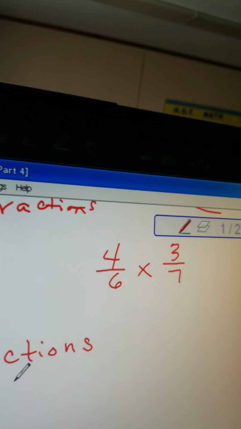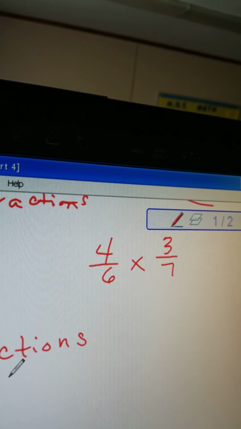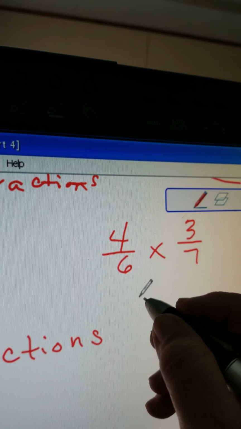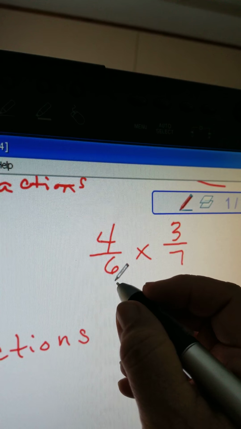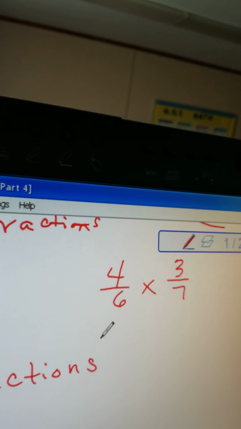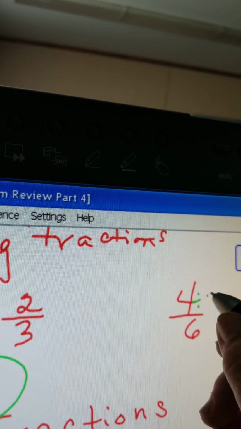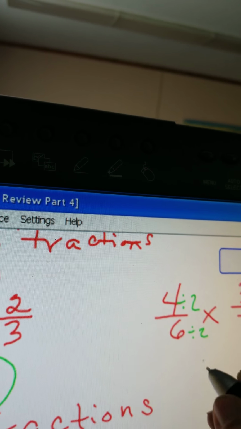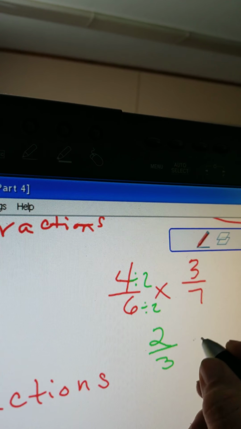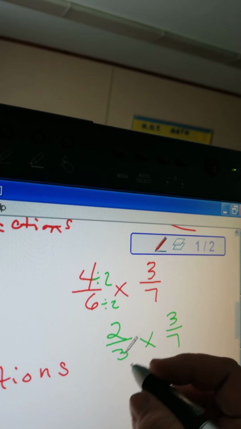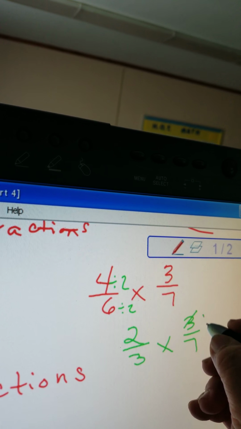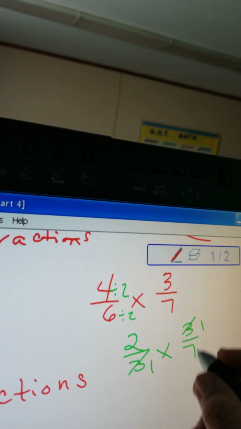However, this one we could multiply as it is, but to make our life simpler, we can reduce before, as long as we reduce one numerator with one denominator. And I could reduce the 4 and the 6, or I could reduce the 3 and the 6, but I cannot do all 3. So if I divide by 2, whatever you do to one, you do to the other, divide by 2. 2 over 3 times 3 over 7. Oh gosh, I can reduce again, because they don't have to be in the same fraction. Divide by 3, divide by 3. Now I have 2 over 7 as my answer.